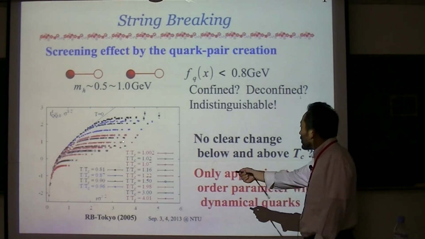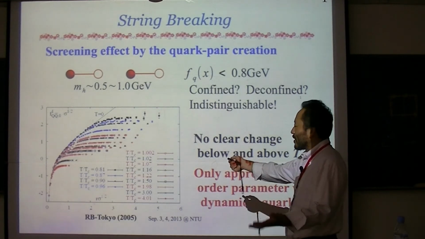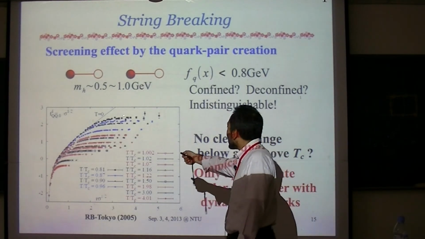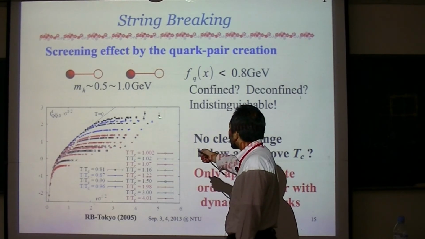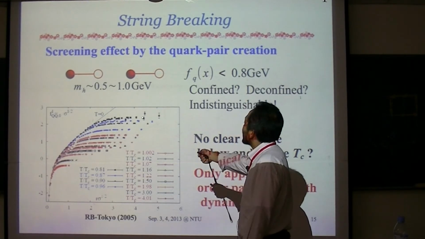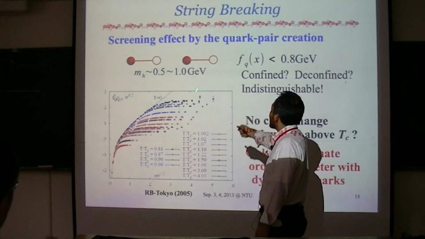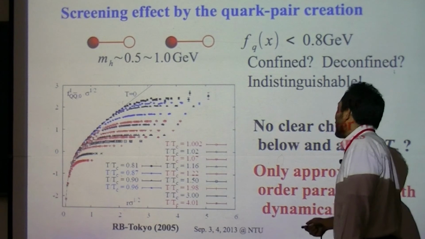Okay? So this is a simulation in the presence of dynamical quarks. And indeed, even below Tc here, these black dots, the potential is saturated. Okay? So it doesn't grow linearly forever, but it is actually flattened at large distances.